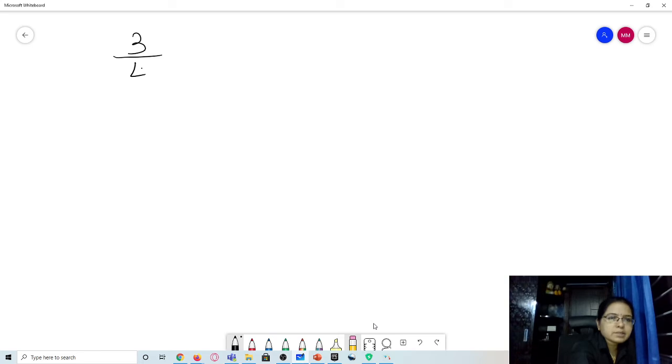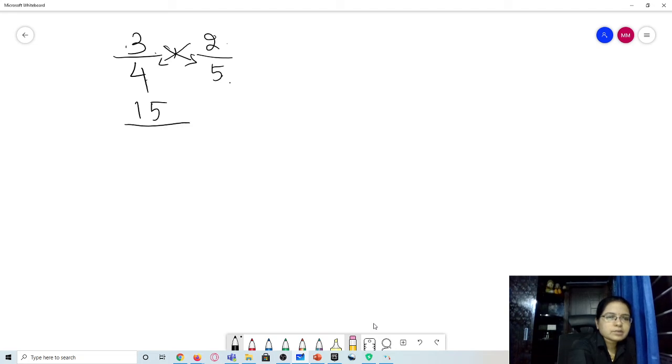Now comparing 3 divided by 4 and 2 divided by 5. How to compare them? Just use crisscross multiplication. Multiply 3 with 5 is 15, over the denominators 4 multiplied with 5 is 20. Crisscross, 2 multiplied with 4 is 8, and 4 multiplied by 5 is 20. So 15 divided by 20 and 8 divided by 20. 15 is greater than 8, so 15 divided by 20 is greater than 8 divided by 20.